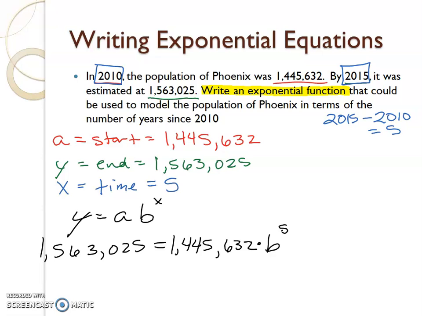Okay, so I'm taking each of those numbers up there. My start value got plugged in for my A. My end value got plugged in for my Y. My time got plugged in there. And we're looking for our B. So what do I need to do to solve this? Okay, I've got 1,445,632 times B to the 5th power. The first thing I need to do before I can get rid of an exponent, I've got to get rid of this number in front. So how can I get rid of that number? Well, I can divide by that number.